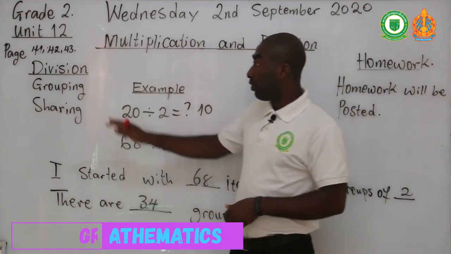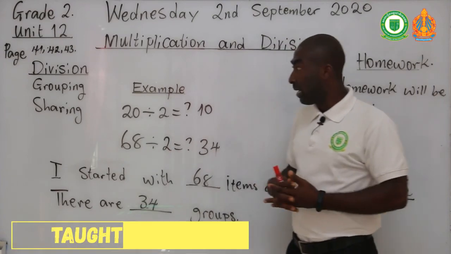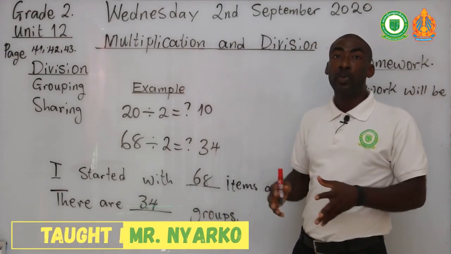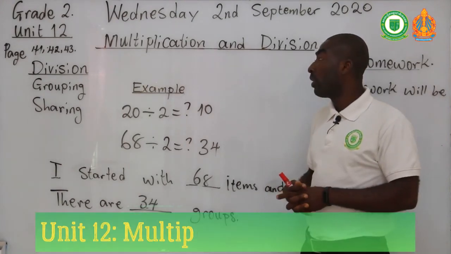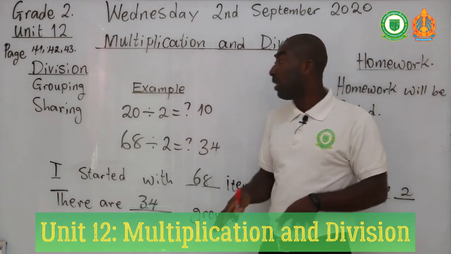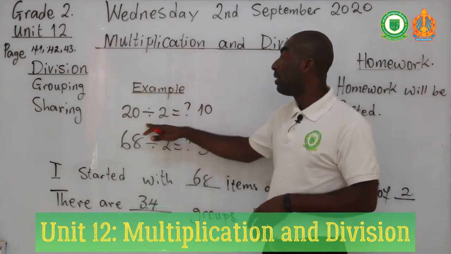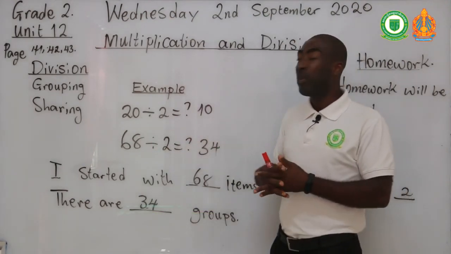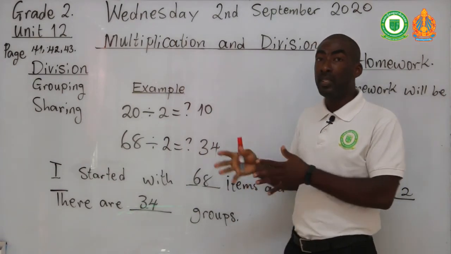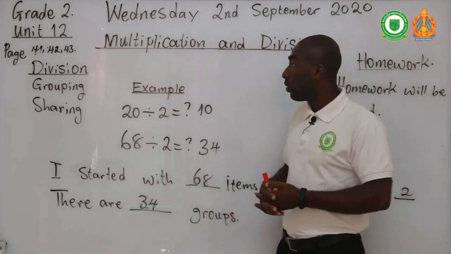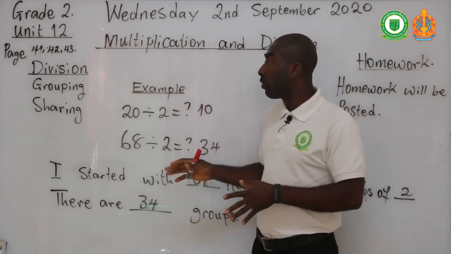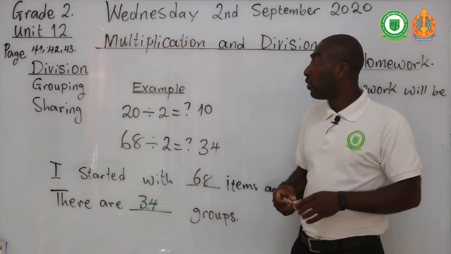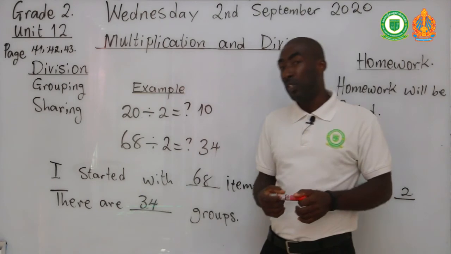If you are using grouping, it means that you are putting them in groups that are supposed to be equal, like 20 divided by 2. It means that in that group everyone is going to get 10, 10, 10 each. So once you know that the groups are going to be equal, then it is possible to carry on with your division.